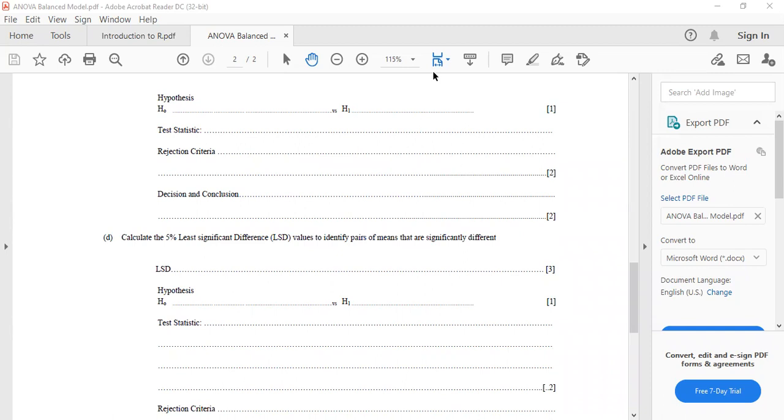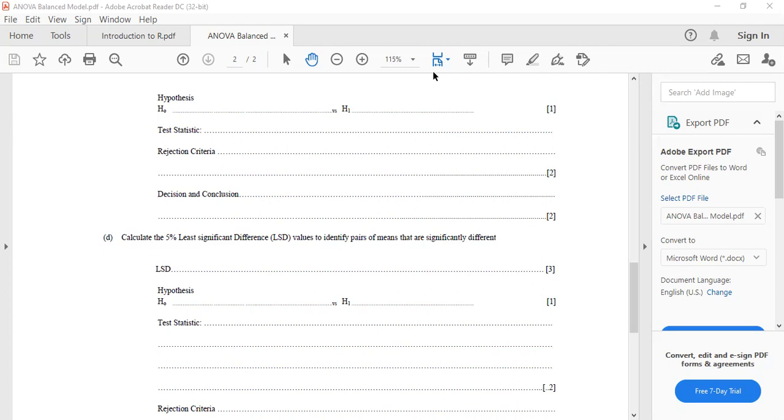Grace, can you go ahead? Testing at 5% level of significance, reject H naught if the modulus of y bar i dot minus y bar j dot is greater than the LSD. Is it clear? Yes, sir.